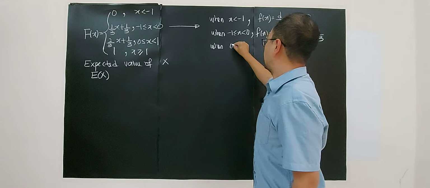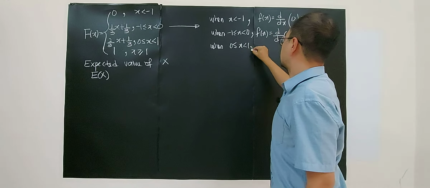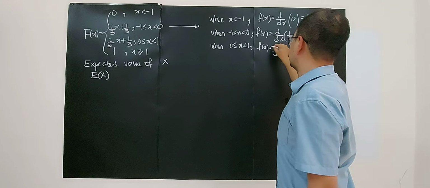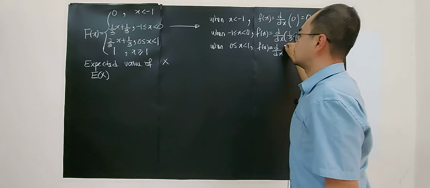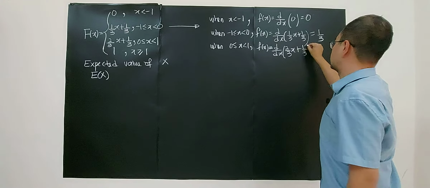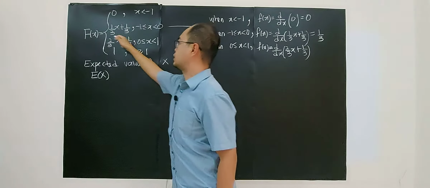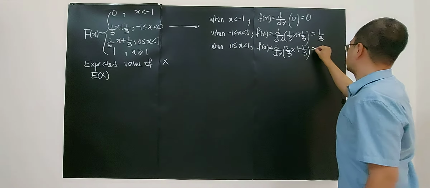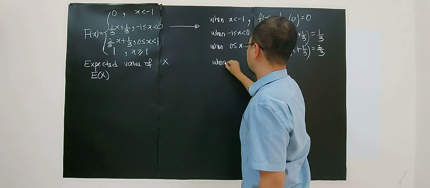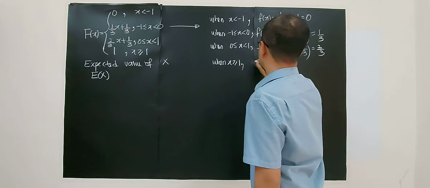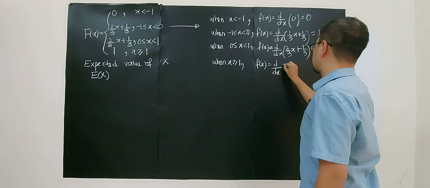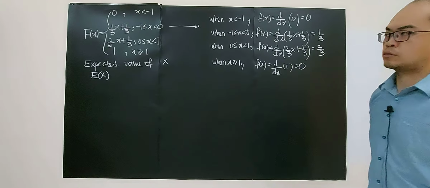When x is between 0 and 1, your probability density function will be the derivative of the cumulative function for this interval, so you get 2 over 3. And in the last interval, when x is greater than or equal to 1, you differentiate the 1, and you still get 0.